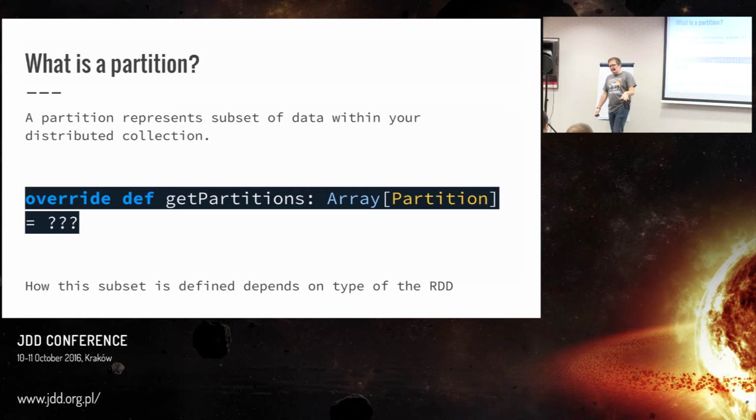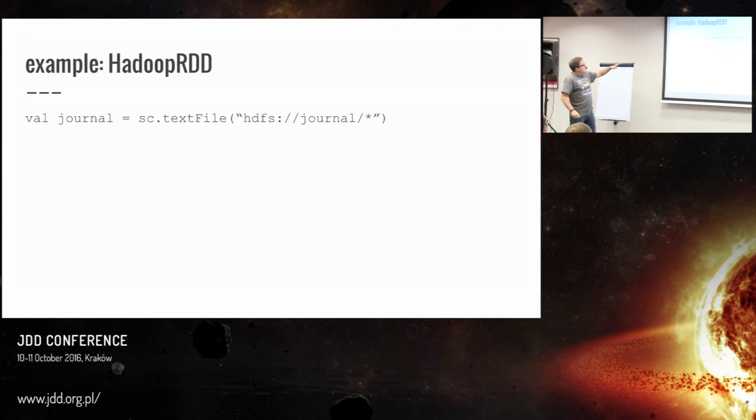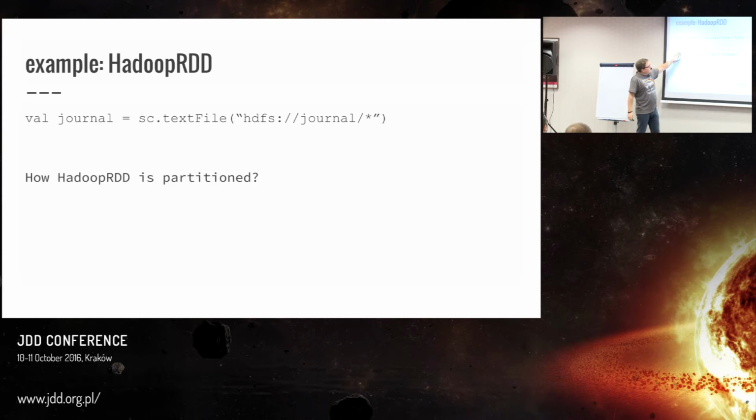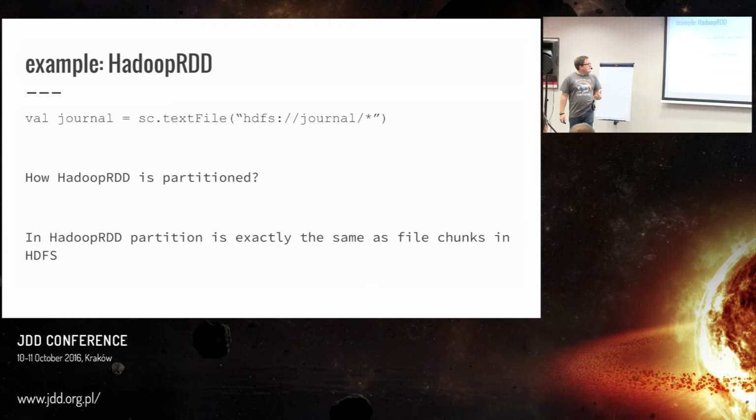Now the question is how that method is implemented internally. As it turns out, the implementation strictly depends on what kind of RDD you are working with. To put this into perspective, imagine that we have a HadoopRDD. We read some events from some journal here, and this gives us our RDD called journal. The class of this object is HadoopRDD, and now the question is how HadoopRDD is partitioned. If we were to implement this on our own, we could take advantage of the fact that HDFS, the distributed file system that you have, is already partitioned. This is how HDFS works.